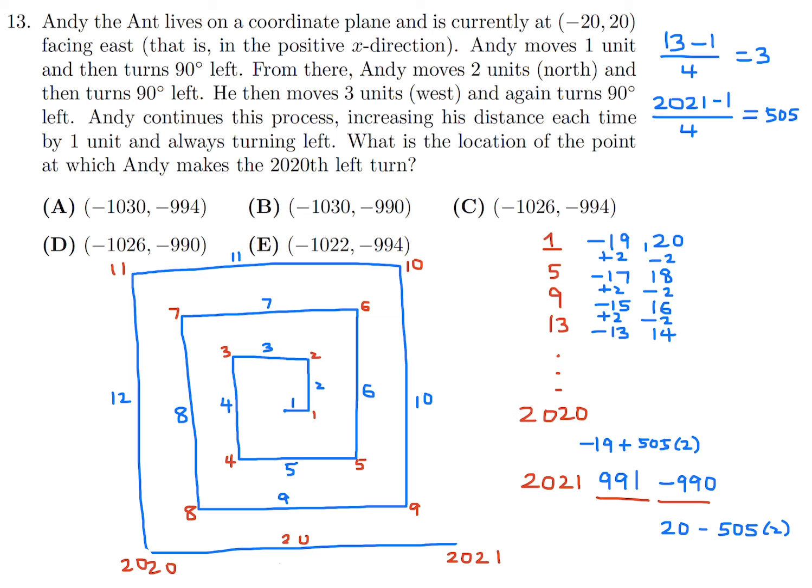Well, 2021. Just like how this was 9 and 9 and this was 5 and 5, that's going to be 2021 and 2021. So I would have to take this x-coordinate and subtract from it 2021. So it would be 991 minus 2021 for the x-coordinate, and that is minus 1030. And then the y-coordinate doesn't change. The y-coordinate would be the same because we're not moving up or down. So that's minus 990. There you go. Let's see, where is that in the answer choices? 13 would be B.